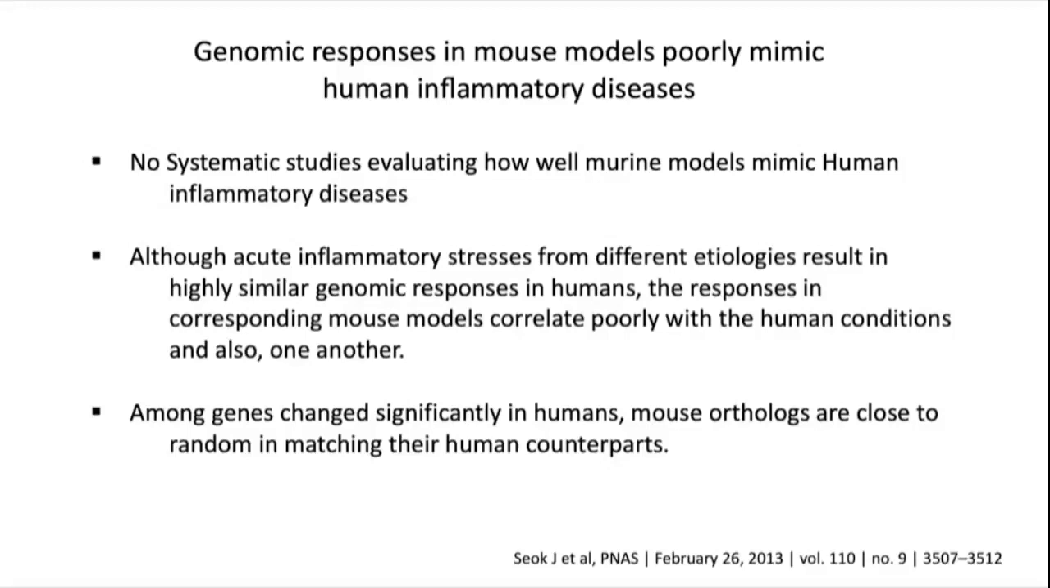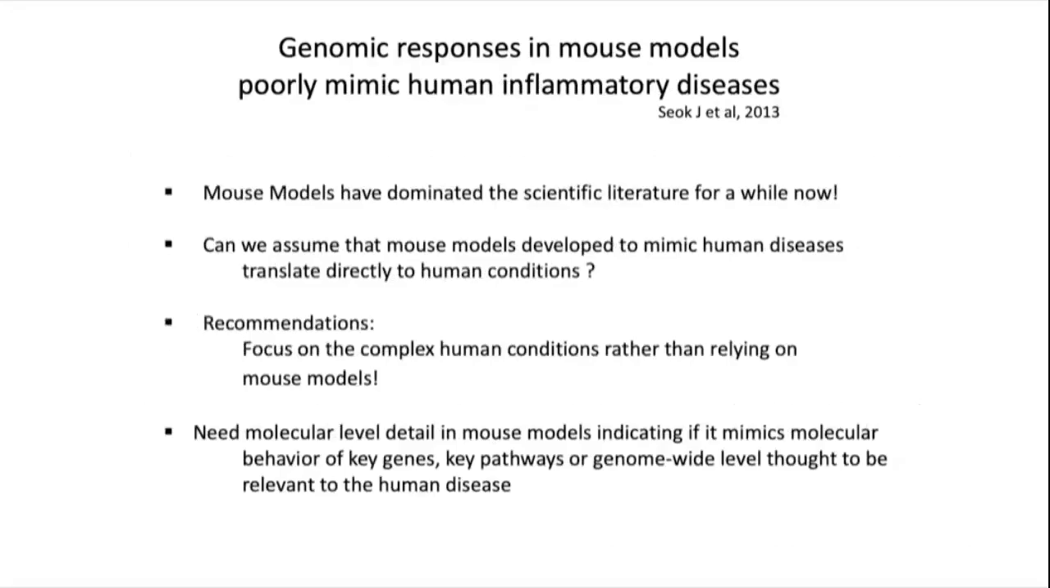Now they go on to comment further. They say the mouse models have dominated our scientific literature for a while now. They said we probably have to have a relook at this. Now they ask, can we assume mouse models developed to mimic human disease translate directly to human conditions if these are the type of findings we have? Similar studies have been done for other diseases. That's the type of question they're asking. And what they're recommending is that we have to focus more on complex human conditions and study them at a genomic level rather than relying on mouse models. In fact, they are saying that it's really not worthwhile to study this in mouse models.